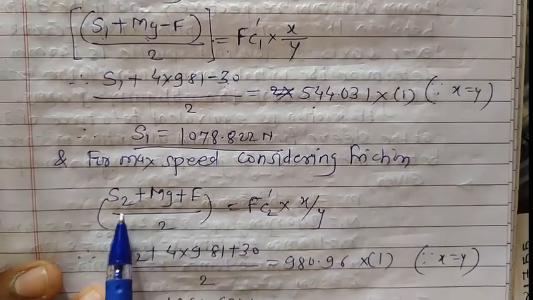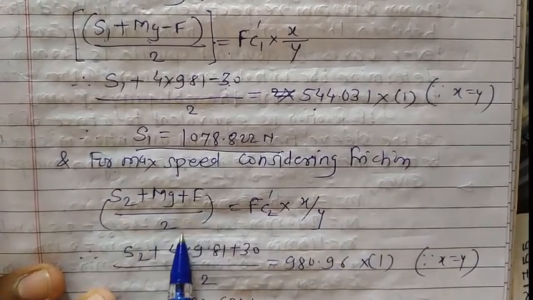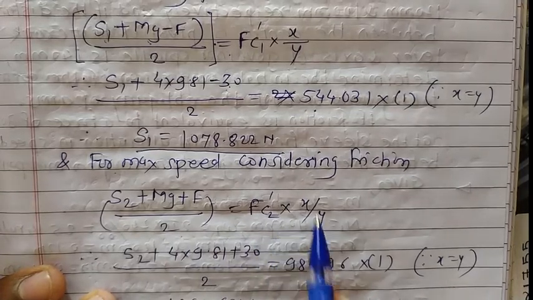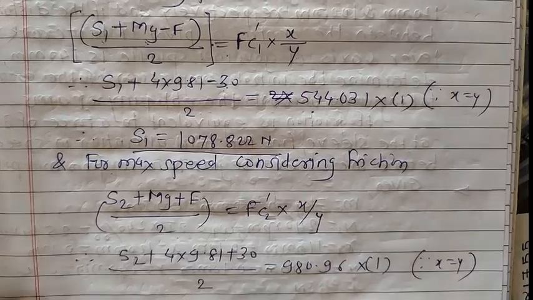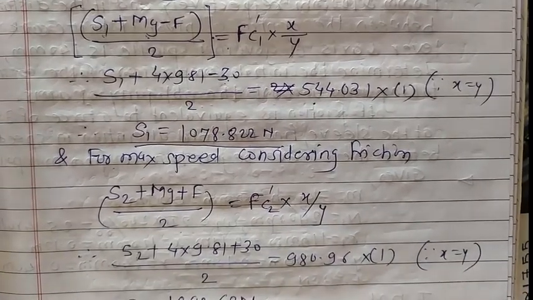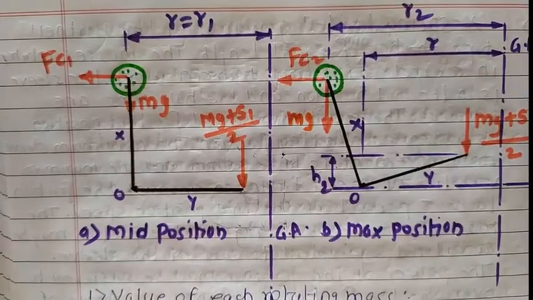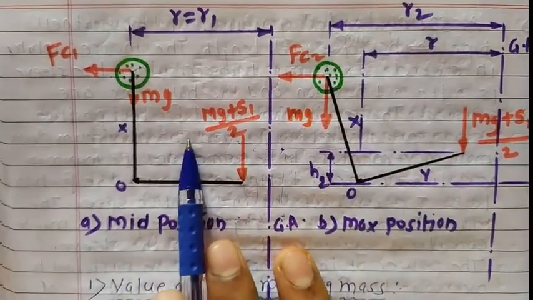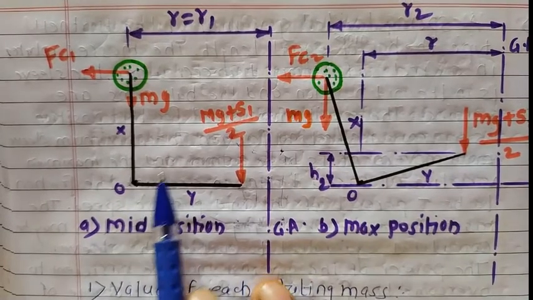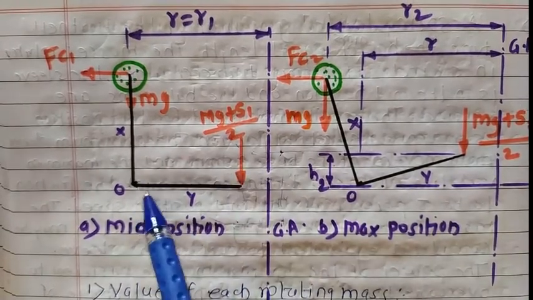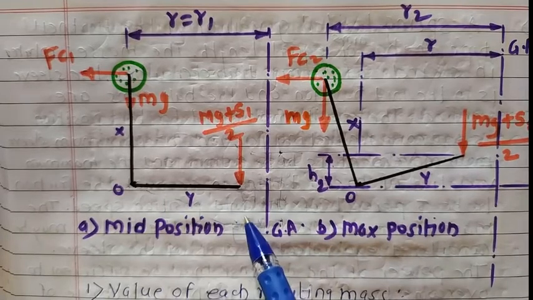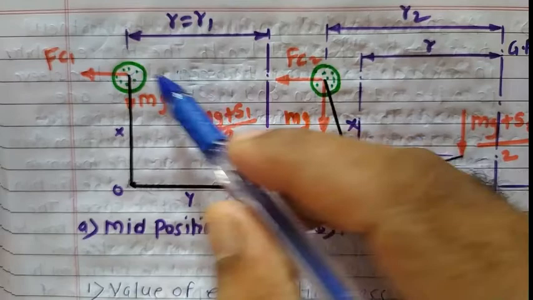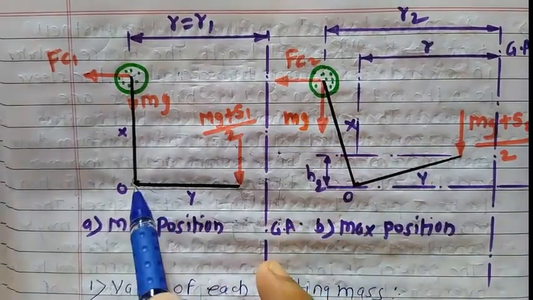Just develop this relation: S2 plus mg plus F divided by 2 equals FC2 dash multiplied by x divided by y will come here. After that, look at the diagram to see how this equation comes. Once again you have to use the same diagram. By considering the minimum position, this arm changes its position, and you have to take the moment of this FC1 about this point.